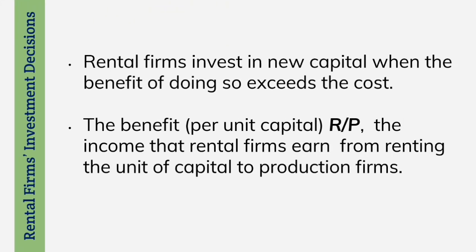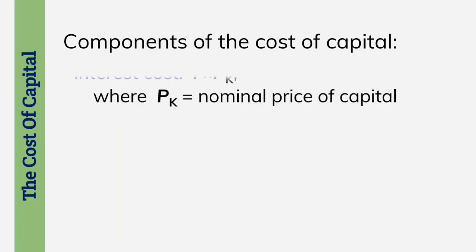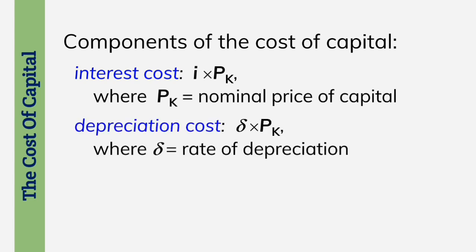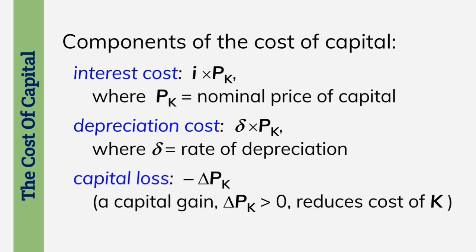Rental firms' investment decision. Rental firms invest in new capital when the benefit of doing so exceeds the cost. The benefit per unit of capital is the income that the rental firm earns from renting the unit of capital to a production firm. Next, we move to the cost of capital. There are three components of the cost of capital: the first is interest cost, then depreciation cost, and capital loss.